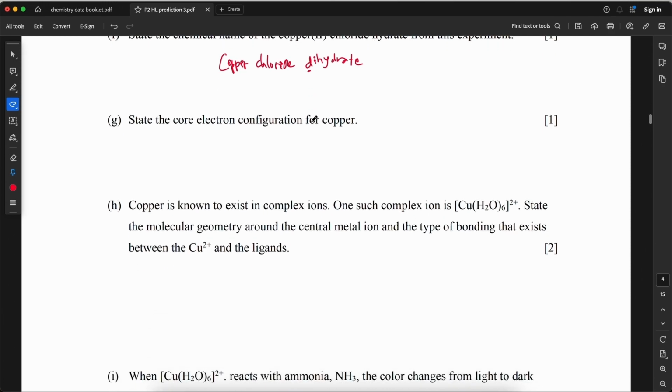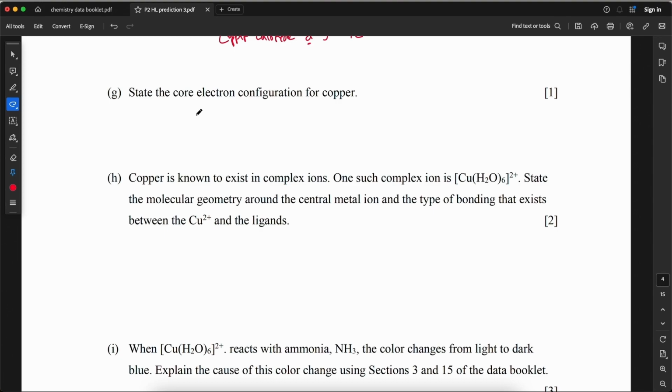State the core electron configuration for copper with the electron number 29. So that would be 1s2, 2s2, 2p6, 3s2, 3p6, 4s2, 3d9. But this cannot be accepted because it should be full filled. So I will just use the short notation. So that should be 4s1, 3d10. So it should be full filled or half filled. In case you get 4s2, 3d4, this should be 4s1, 3d5.